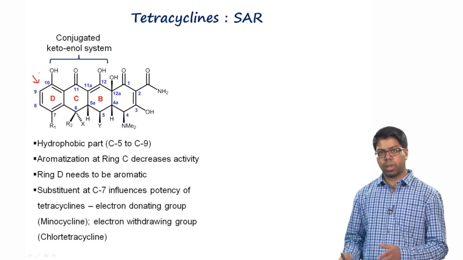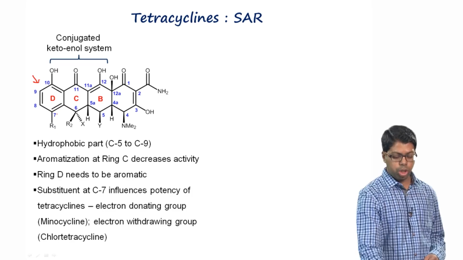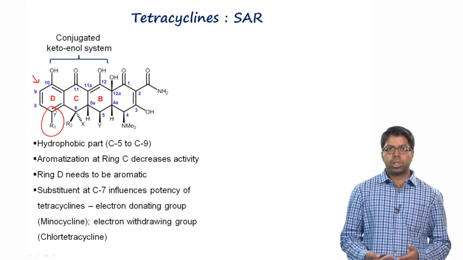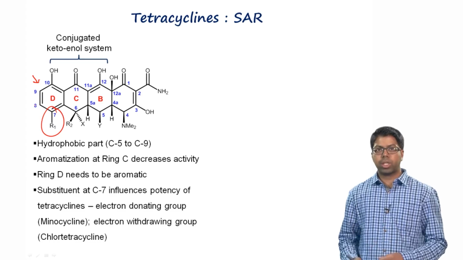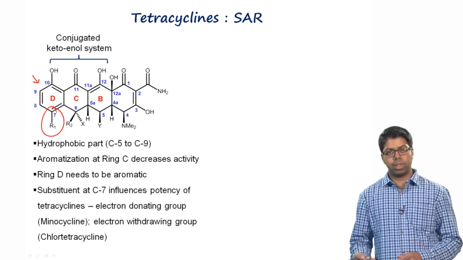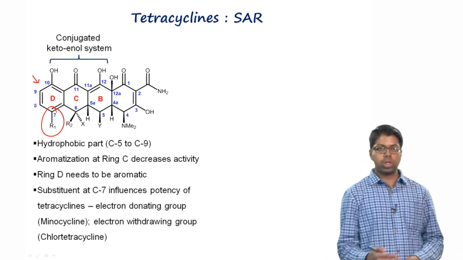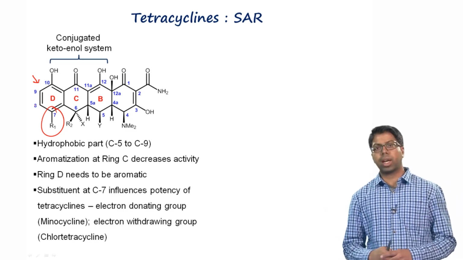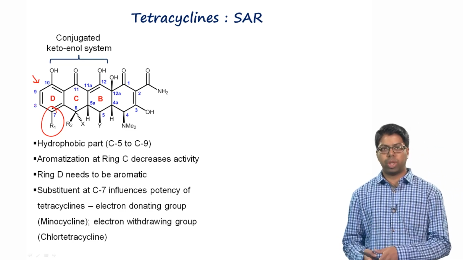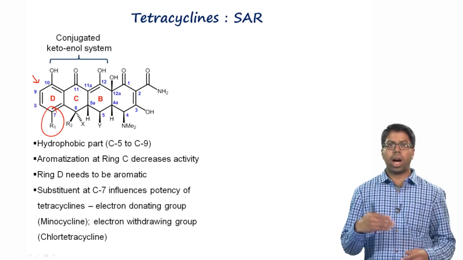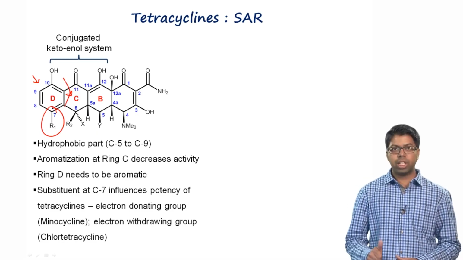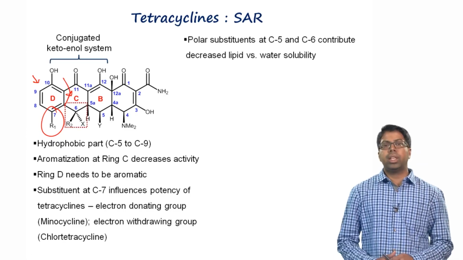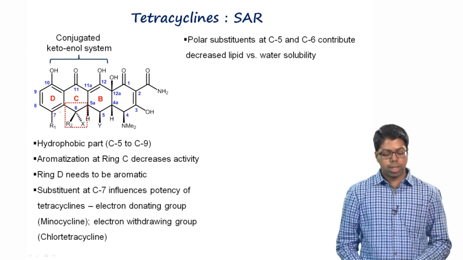There is an influence of substituents that are present at the 7th position in this D ring. Here, electron donating groups like the dimethyl amino functional group in the case of minocycline enhance the activity. Likewise, electron withdrawing groups like chlorine also enhance the activity, as observed in the case of chlorotetracycline. Therefore, chlorotetracycline and minocycline are more potent tetracycline antibiotics than unsubstituted tetracyclines. Aromatization at ring C will also lead to inactivity of this class of antibiotics. There is an influence of the substituent at the 6th position.